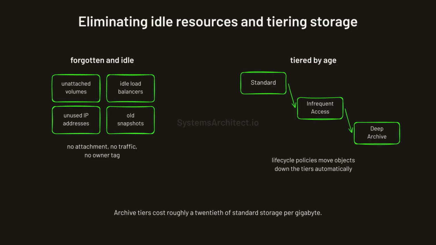Storage rewards a different technique. Access patterns decay with age, while the data stays valuable. Lifecycle policies move objects down the tiers automatically. Amazon S3 shifts data from standard to infrequent access to Glacier Deep Archive on a schedule. Archival tiers cost roughly a 20th of standard object storage per gigabyte. Match the tier to the retrieval expectation. Deep Archive charges a real fee and can take hours to restore.